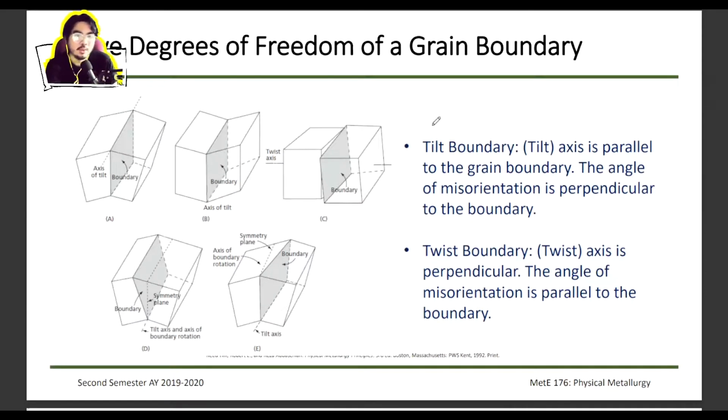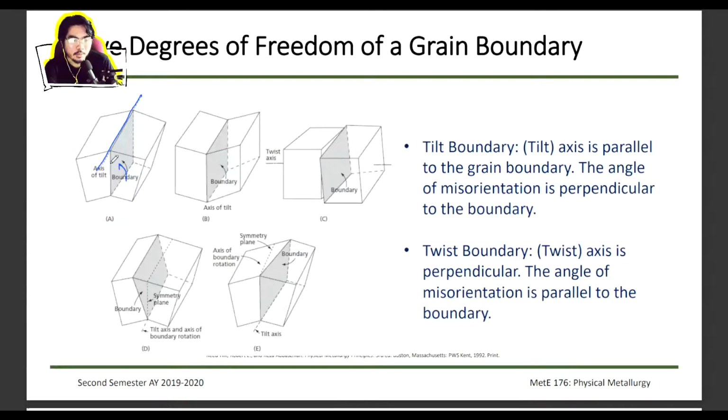So, this is what we call the 5 degrees of freedom of a grain boundary. When you have a grain boundary, you actually have 5 degrees of freedom. We have two axes that we can look at. We have the tilt axis. If you have a tilt axis that looks like this, you can tilt it this way, and it can also tilt the opposite way.